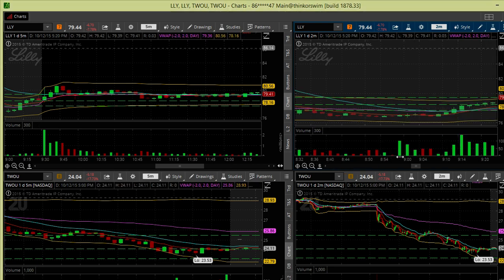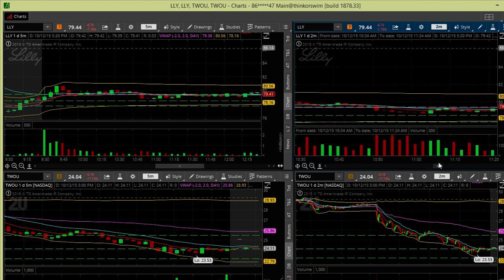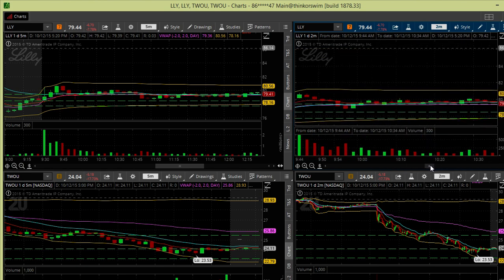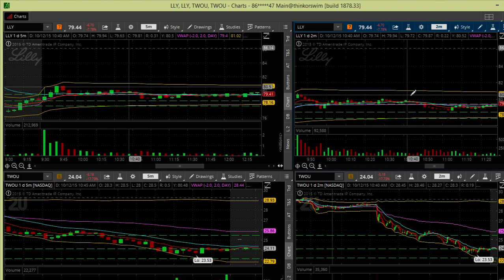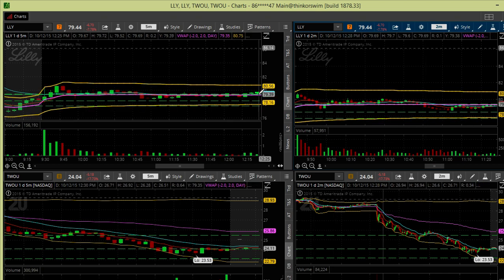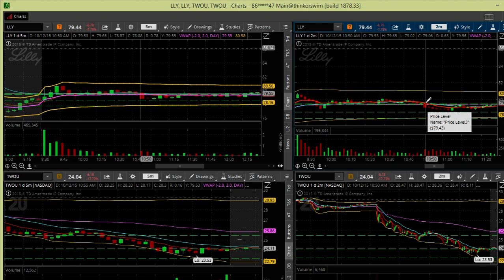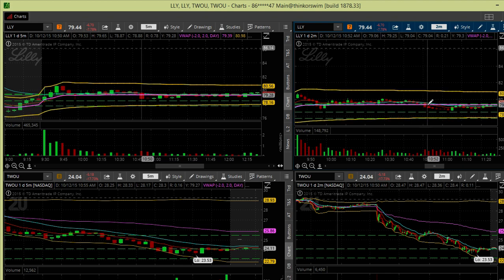Let me see if I can get it back here. So this is the 2-minute chart. I'm using the 2-minute to get in, because this is a high dollar ticker. It's got a lot of range, so the 2-minute chart will actually get me in a little bit quicker and give me a better feel. I got in this trade on the 2-minute chart at 79.14, I believe.